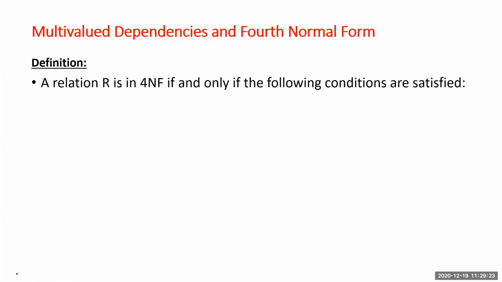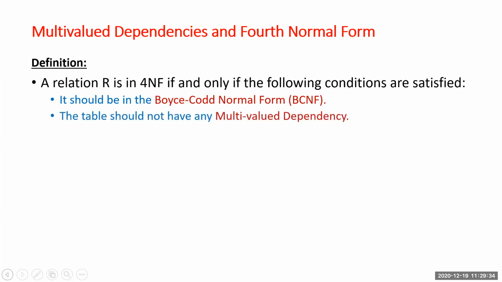Okay, let's check here. Now the definition of fourth normal form. A relation R is in 4NF if and only if the following conditions are satisfied. What are the conditions? It should be in BCNF. Obviously, the table should not have a multivalued dependency, because even after BCNF there were some tables where we could see redundancy, and this multivalued dependency arose. That was not solved by BCNF, and hence we generated the fourth normal form.